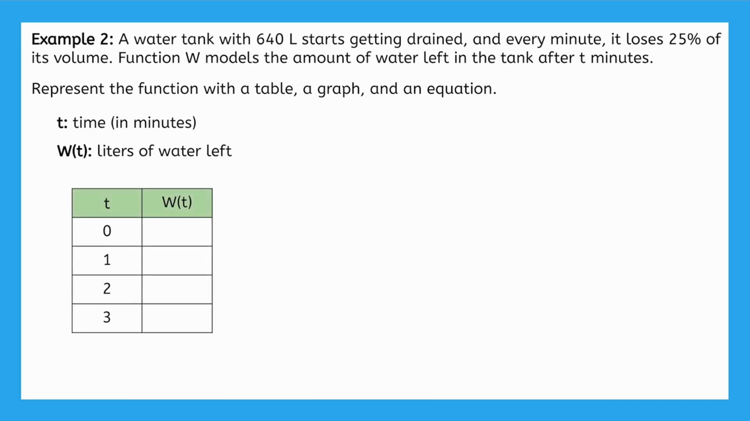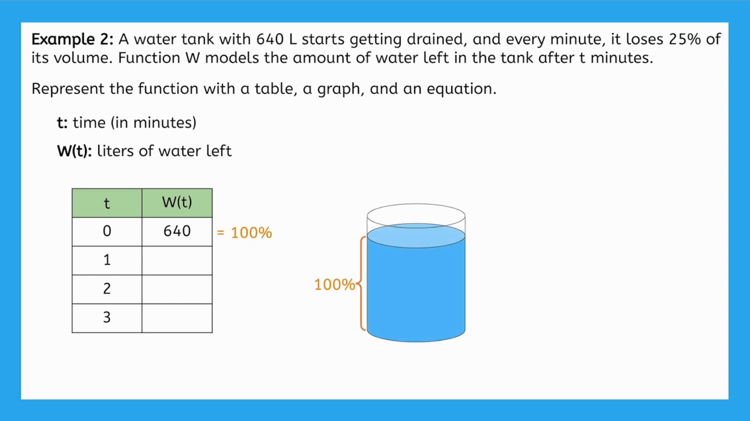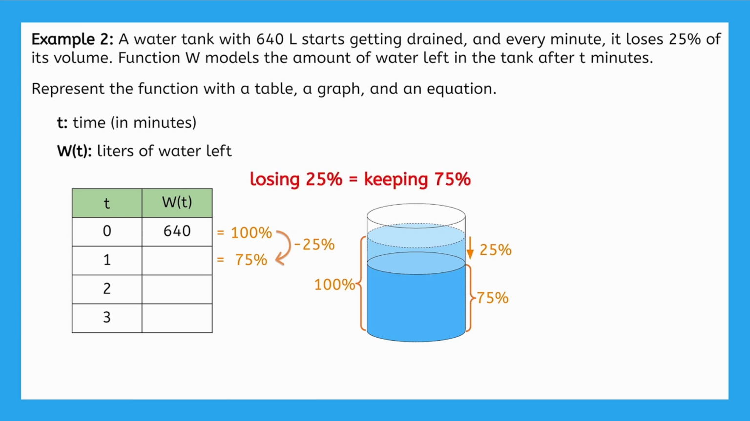At t equals 0, we have an initial amount of water of 640. Every minute, the tank loses 25% of its volume. Once again, our initial amount represents 100% of the water in the tank, and if we lose 25% every minute, at minute 1, we will be left with 75% of the original amount. Therefore, losing 25% is equivalent to keeping 75%.